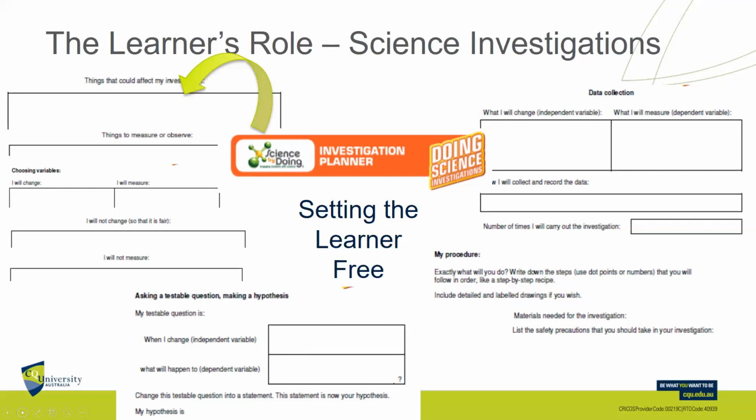And we can see the links here. Things to measure and observe. Variables I will not change, I will change, I will not measure. Things I will measure. So the student is extremely clear.